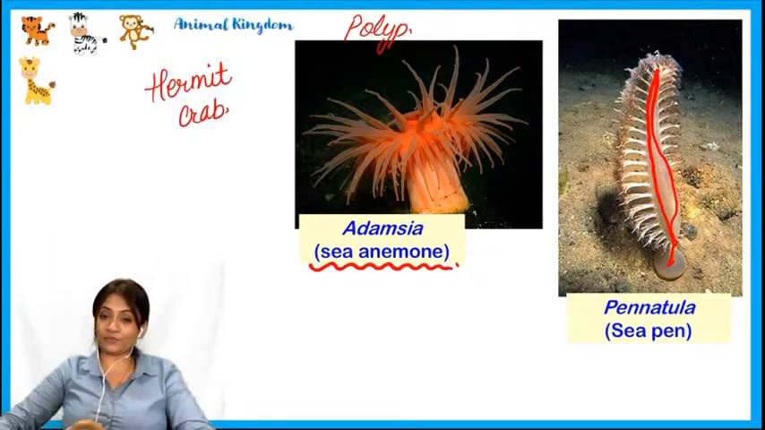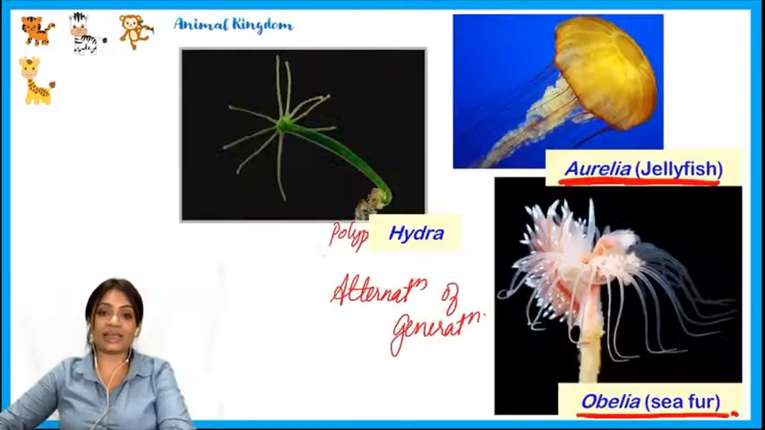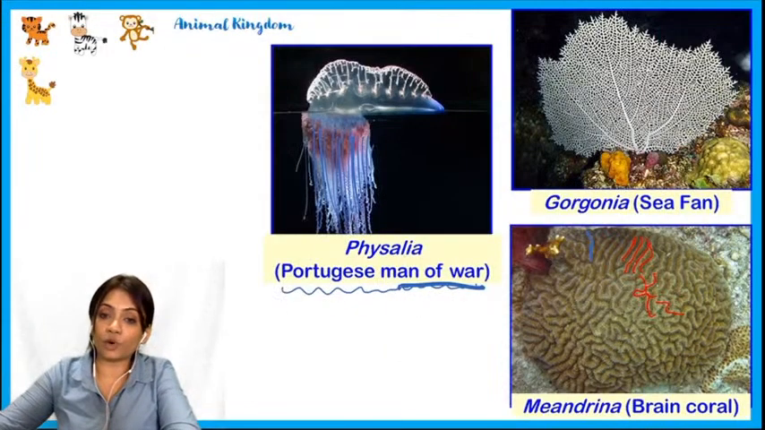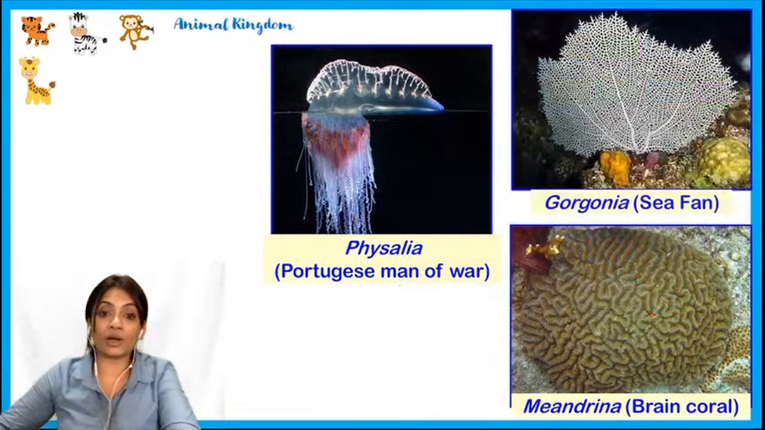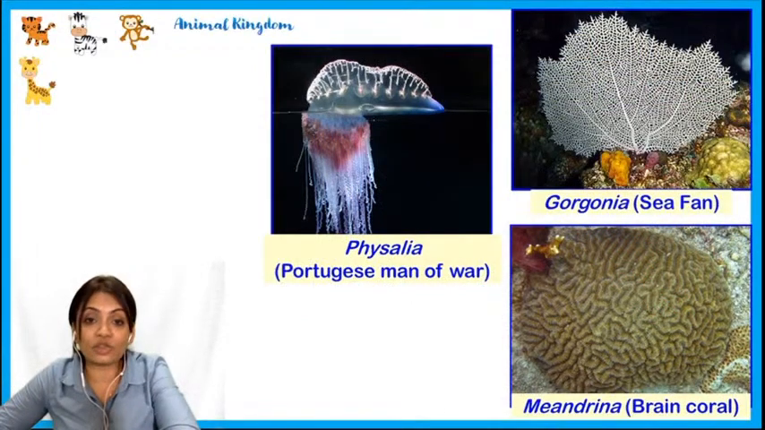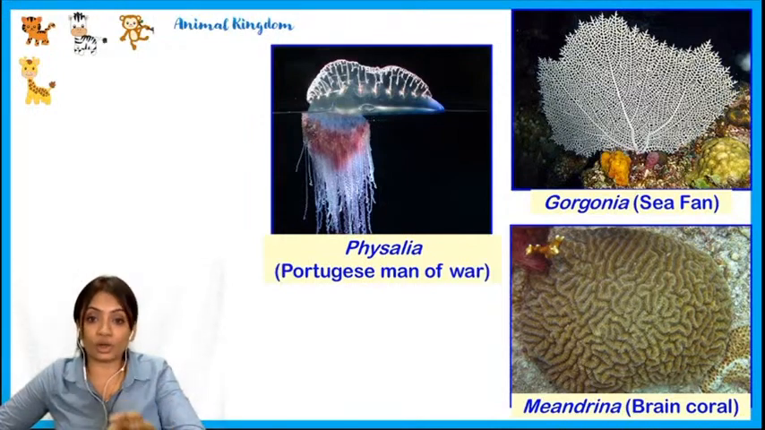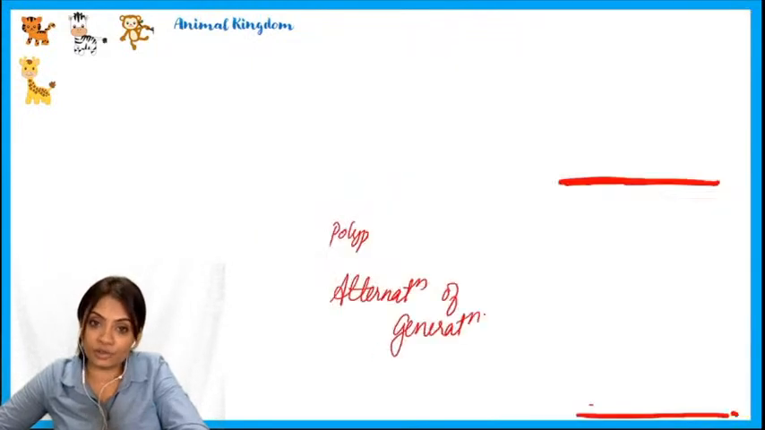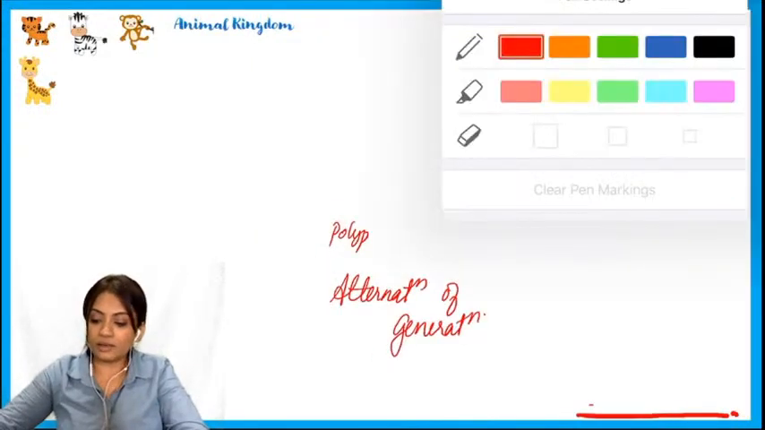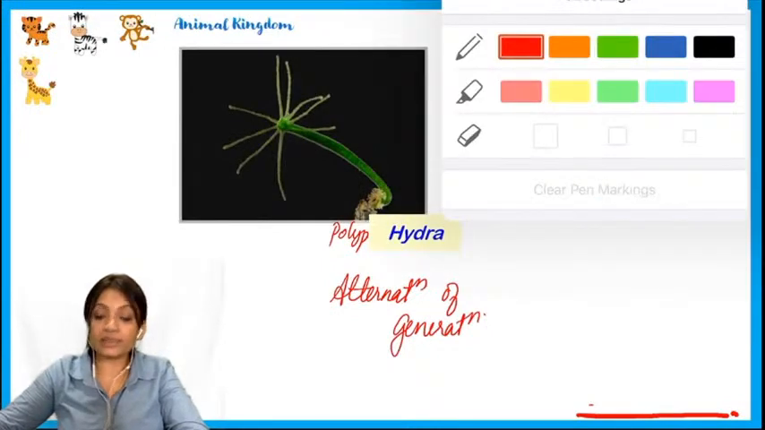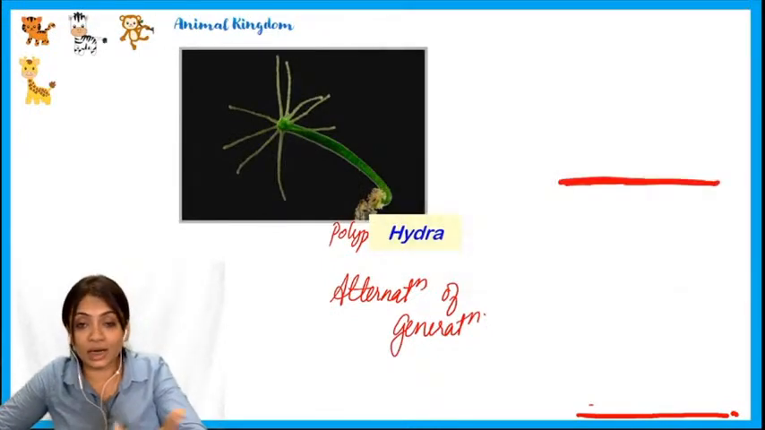Alright, so these are the different examples we saw. Let's remember those names. Okay, first one was called the Portuguese man of war. Do you remember what that scientific name was? It was called Physalia. Second one, sea fan, it was called Gorgonia. Third one, brain coral, it was called Meandrina. And then we did the next ones. That was Hydra. What was Hydra called? Hydra is the same thing, scientific name or common name.